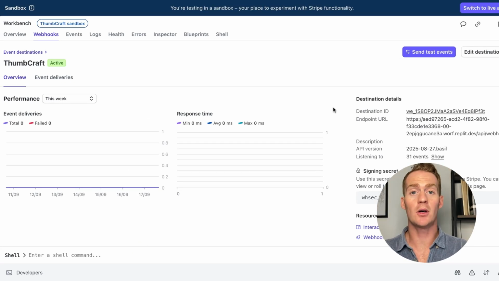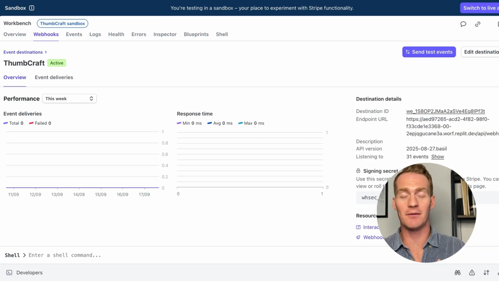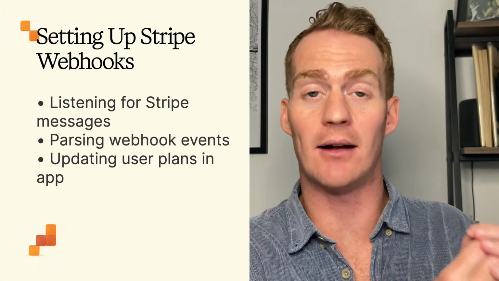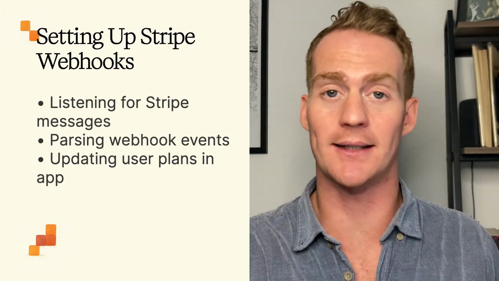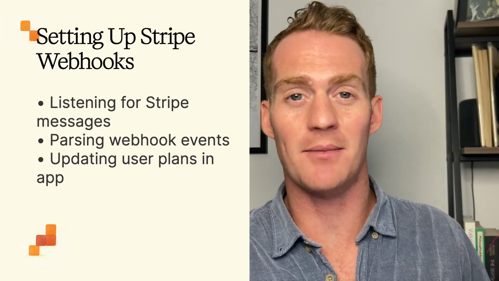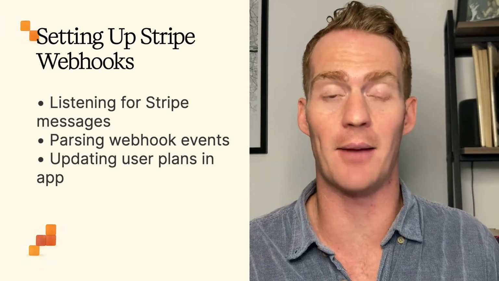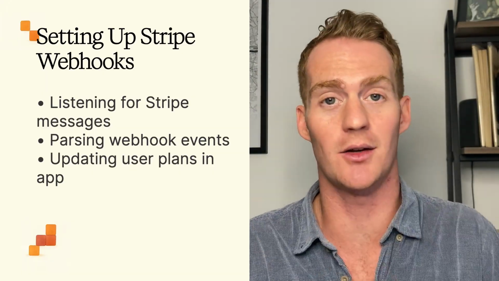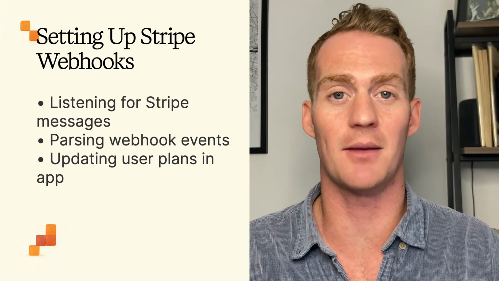And now we have a webhook that is set up to send messages for all of those events to our desired endpoint. That endpoint is going to be something in our app that is listening for those events. So our app can now listen because Stripe knows where to send those messages. Once it hears the message, it's going to take an action in our app. For example, it's going to update the user's plan after they successfully complete checkout.